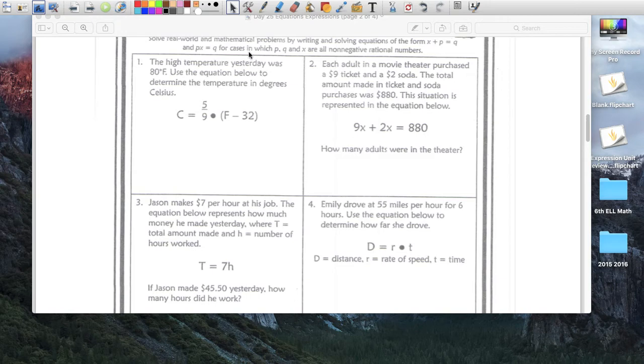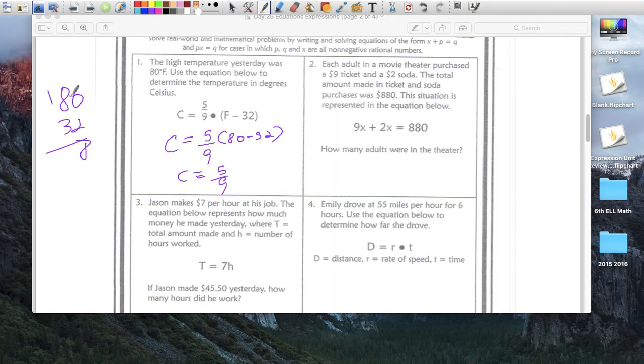The high temperature yesterday was 80. Use the equation below to determine the temperature. Okay, so this is one of the equations that we have done in class. So we know that it's 80 degrees Fahrenheit. 80 degrees Fahrenheit to anybody in the rest of the world would mean super, super hot. So let's translate that to Celsius. C equals 5 over 9, parentheses, I'm going to change the F, I'm going to put 80 minus 32 inside the parentheses.